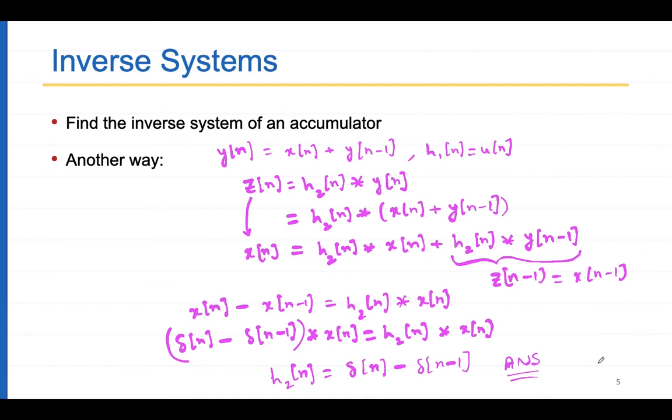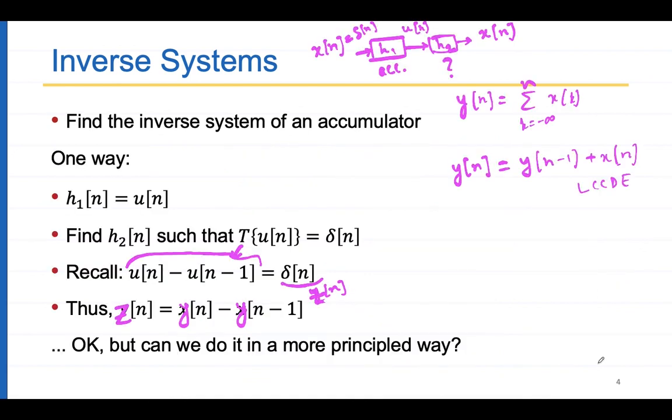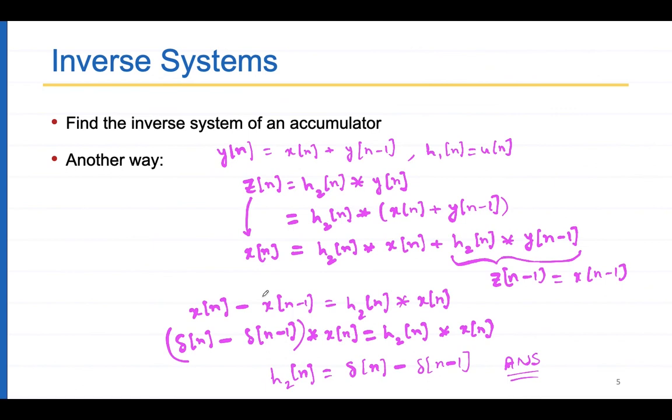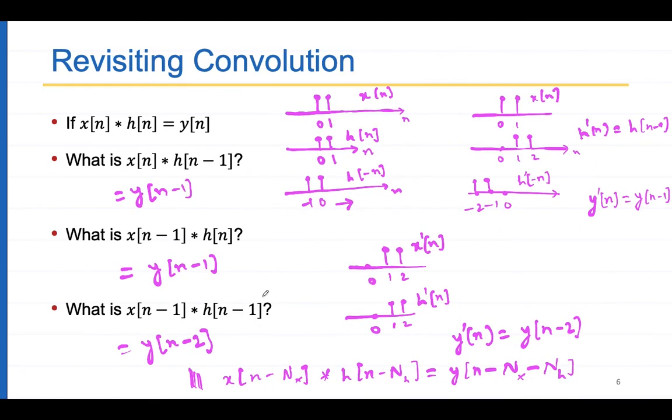If you look at the previous result, h2 was also in this form, delta of n minus delta of n minus 1. So this is how you derive inverse systems, and this is some new result in convolution which we have seen. Thank you very much.